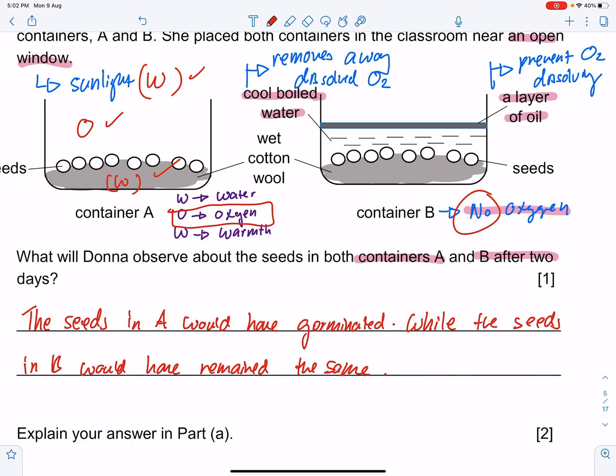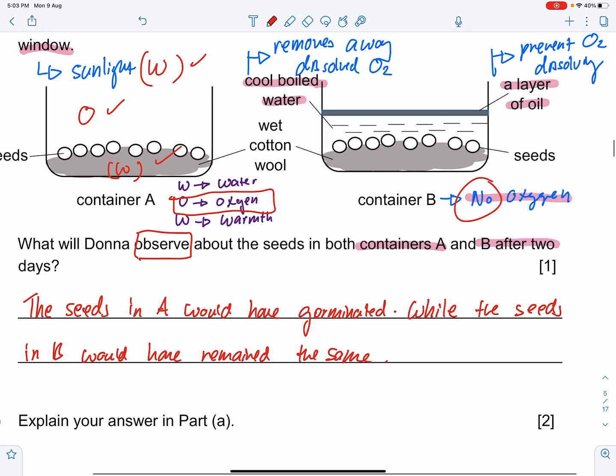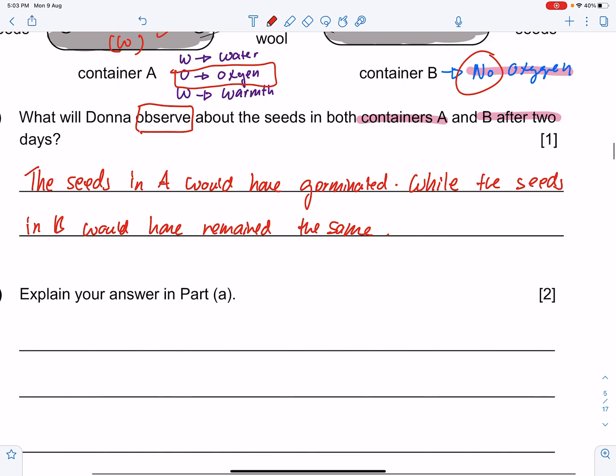Now, I wouldn't go as far as to say that the seeds have died, because sometimes it could be very difficult to define or to see based on observation, because they say observe. Whether the seeds have died or rotted, some seeds can be quite resilient and might take a little longer. Also, due to the lack of oxygen, bacteria doesn't grow that well, so decomposition may be slowed down. So I will just say it remained the same.